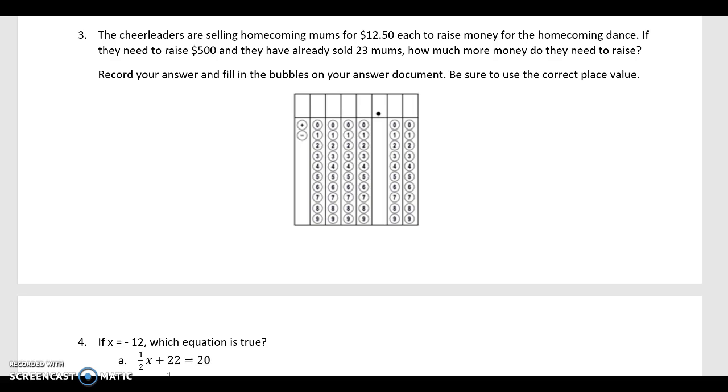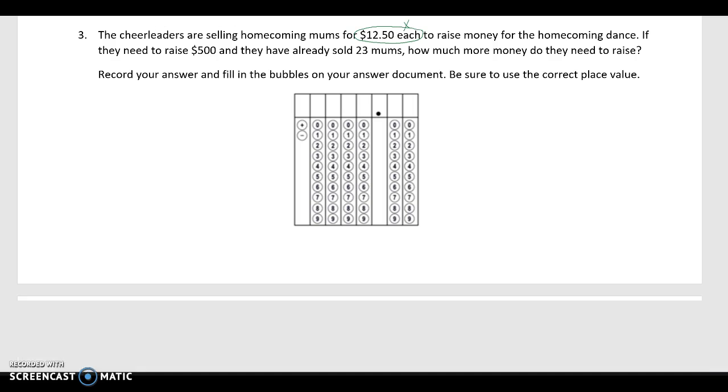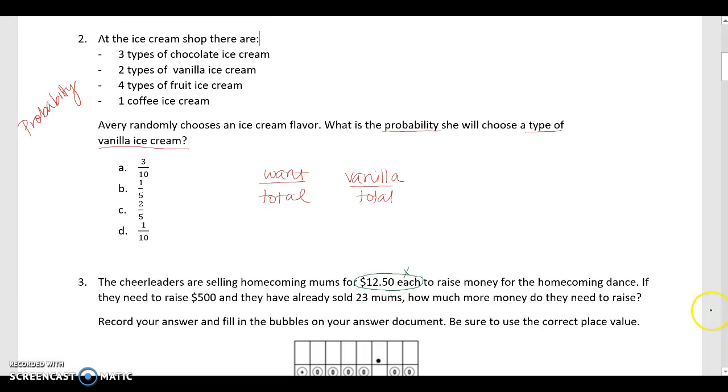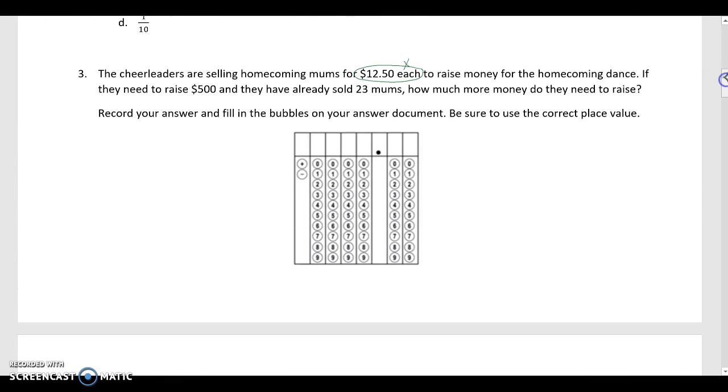All right, text coding. They're selling mums for $12.50 each. So each means what operation? Multiply. If they need to raise $500 and have already sold 23 mums, how much more money? So how much more tells you to do a certain operation. So what operation are you doing? How much more means to subtract.